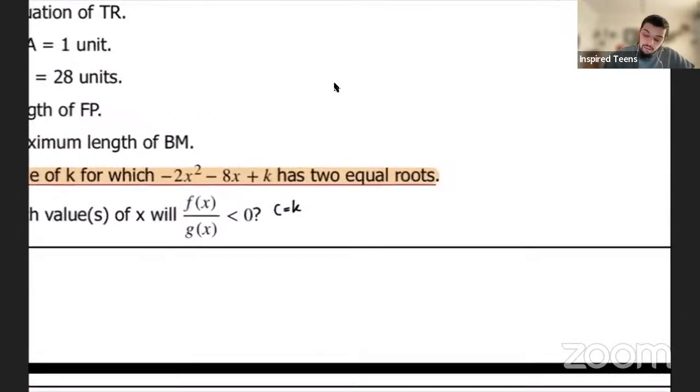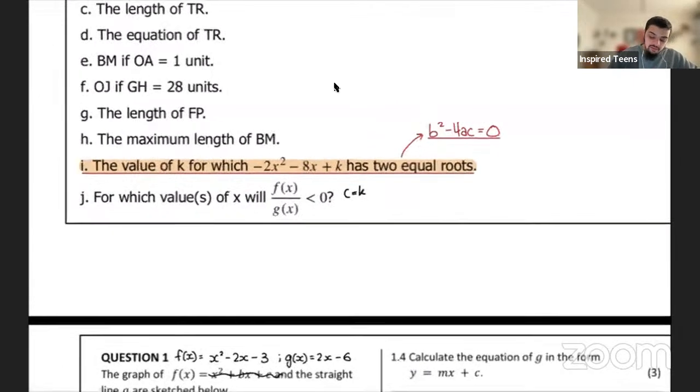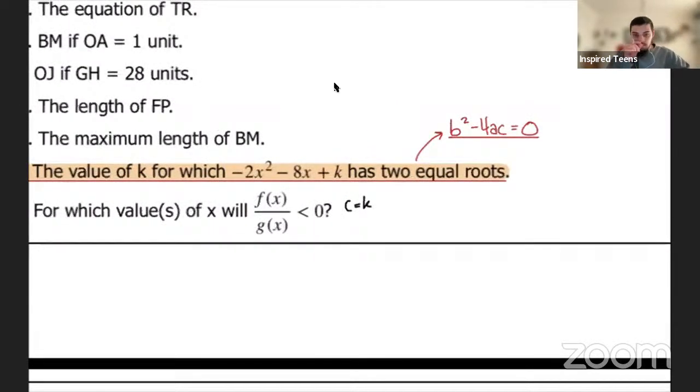So remember, from our notes, two equal roots means that b squared minus 4ac is equal to 0. When a graph has two equal roots, the discriminant is equal to 0 and the turning point is on the x-axis. This equation has an unknown value of k. They want us to find the value of k for which it has two equal real roots. Here's the function given, minus 2x squared minus 8x plus k.